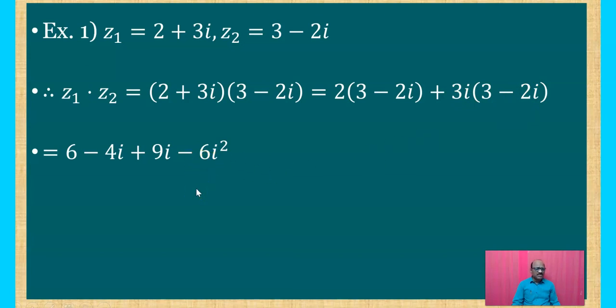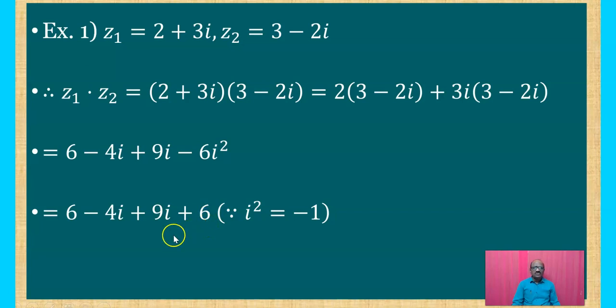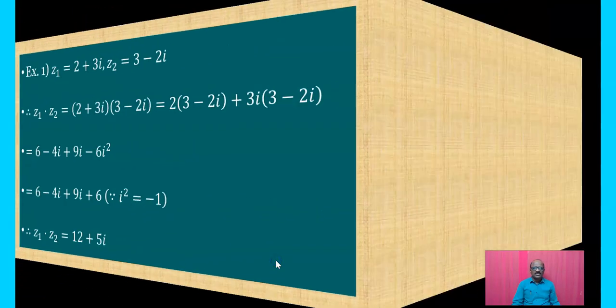But i square is minus 1, that is 6 minus 4i plus 9i. i square is minus 1, therefore it will become plus 6 only. Now 6 plus 6 is 12, and minus 4i plus 9i will become 5i. Therefore z1 into z2 equals 6 plus 6 is 12, and 9i minus 4i will become 5i.